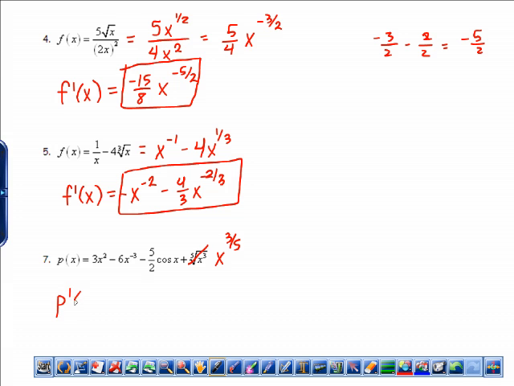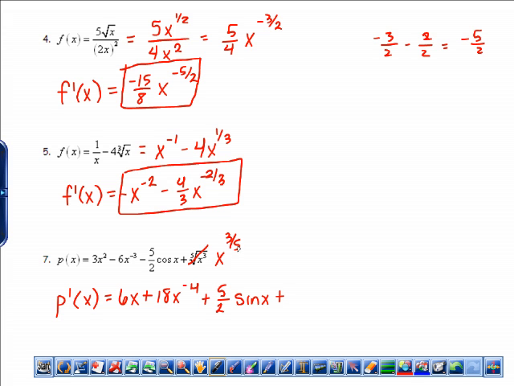Okay, so now I need to find the derivative of p. And you should be able to do this by now. Okay, hopefully it's becoming just a little bit easier. Negative 3 times negative 6, that's plus 18x. We put a negative 4 on that power because we go one less. On this next one, you take the derivative of cosine and then just multiply it to your negative 5/2. So the derivative of cosine is negative sine, so this is going to change this into plus 5/2 sine x.